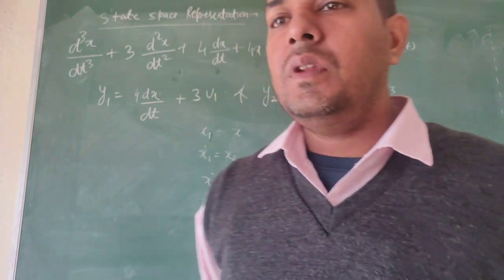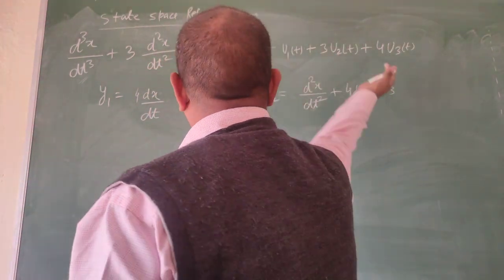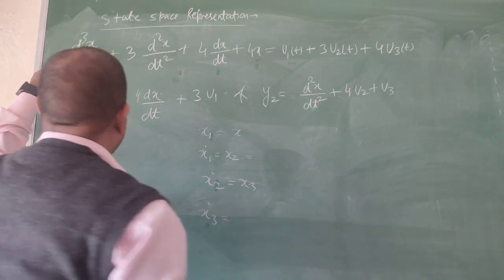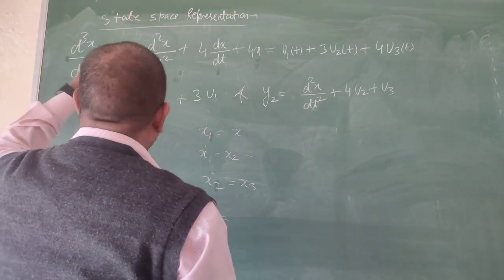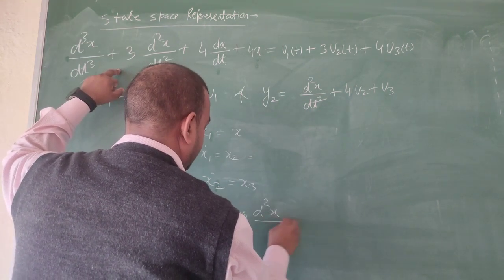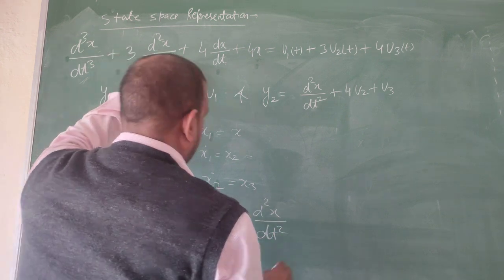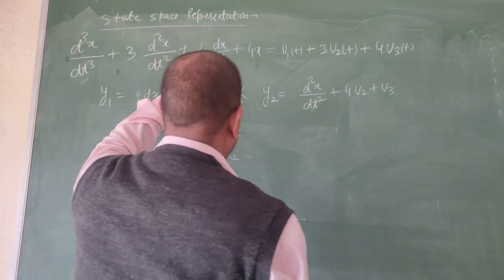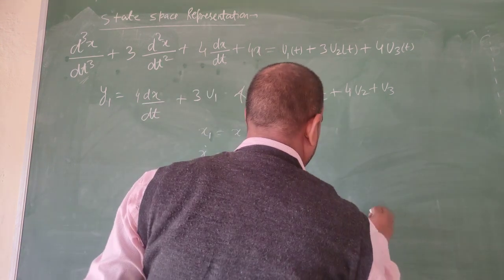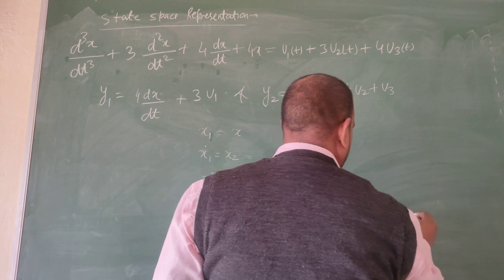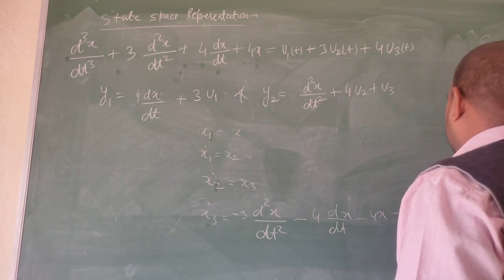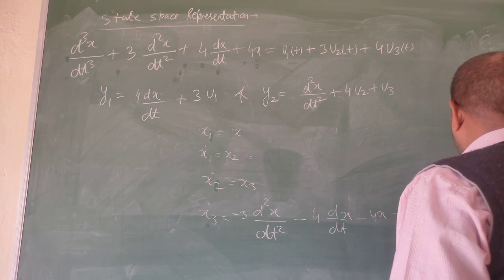We will write the same equation with the terms on the right hand side. If I am talking about x3 dot, it will be d cube x by dt cube, and we take the other terms to the right hand side. So we will get minus 3 d square x by dt square minus 4 dx by dt minus 4x, and the inputs will be u1 plus 3 u2 plus 4 u3, like this.